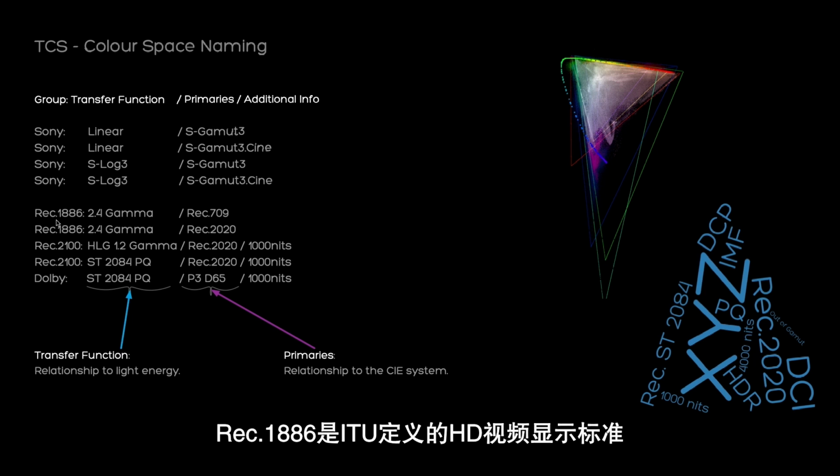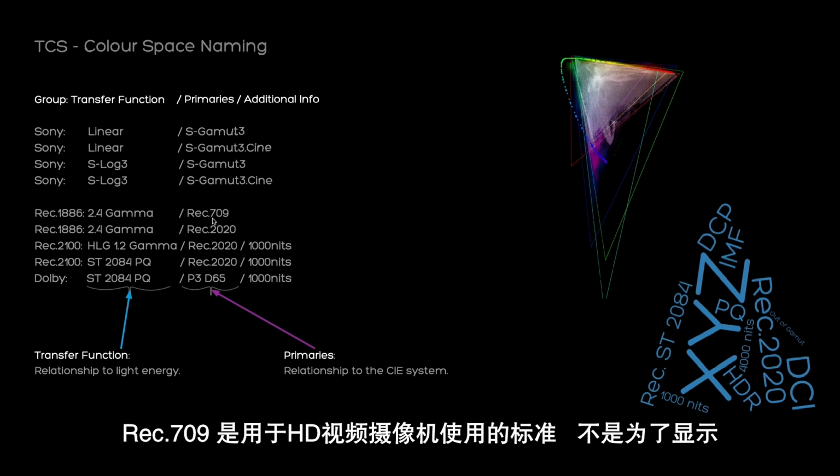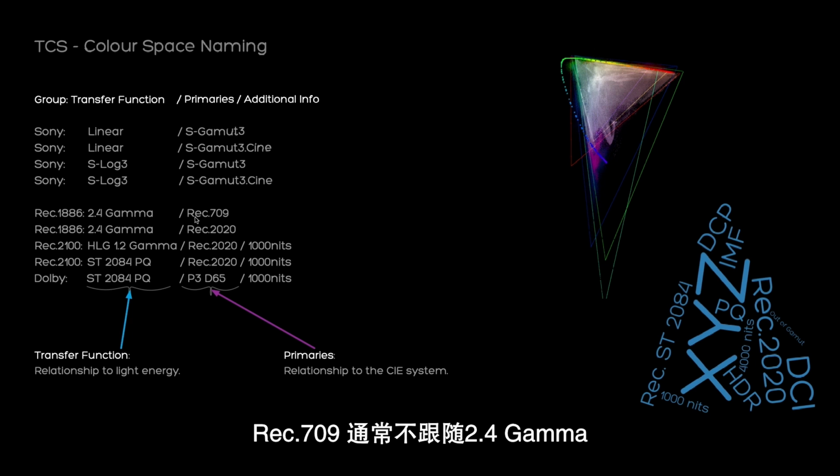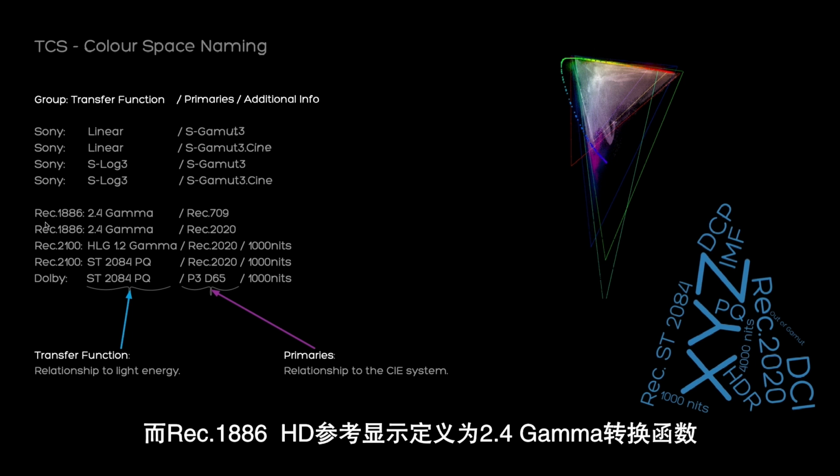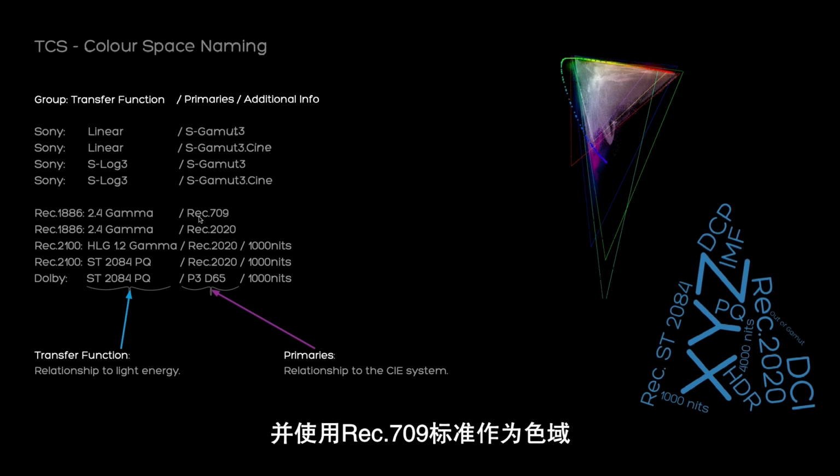Rec 1886 was the ITU standard where an HD video display was finally standardized. Rec 709 is the standard of an HD video camera, not a display. And Rec 709 does not follow a 2.4 power law or gamma function. So in Rec 1886, the HD reference display was defined, and it was defined to have a 2.4 power law gamma transfer function and to use the primaries that were established with the Rec 709 standard. And so this is how we read these 3 pieces of information here.